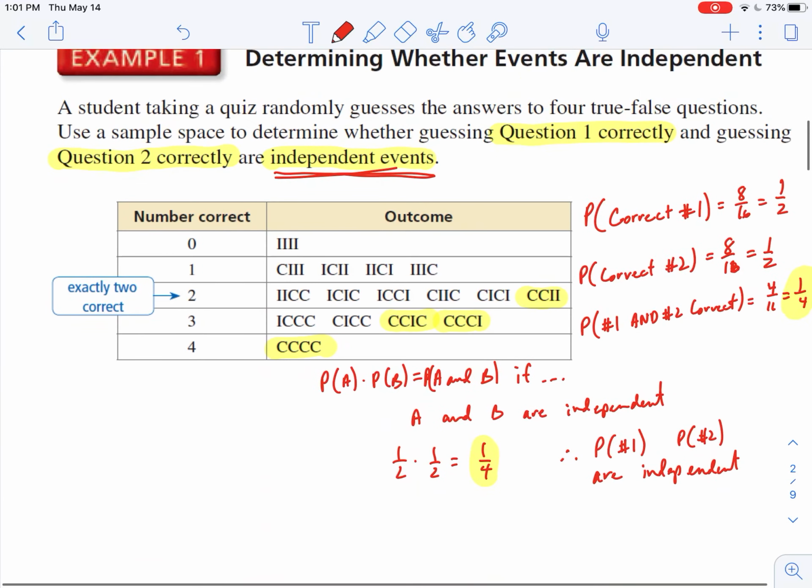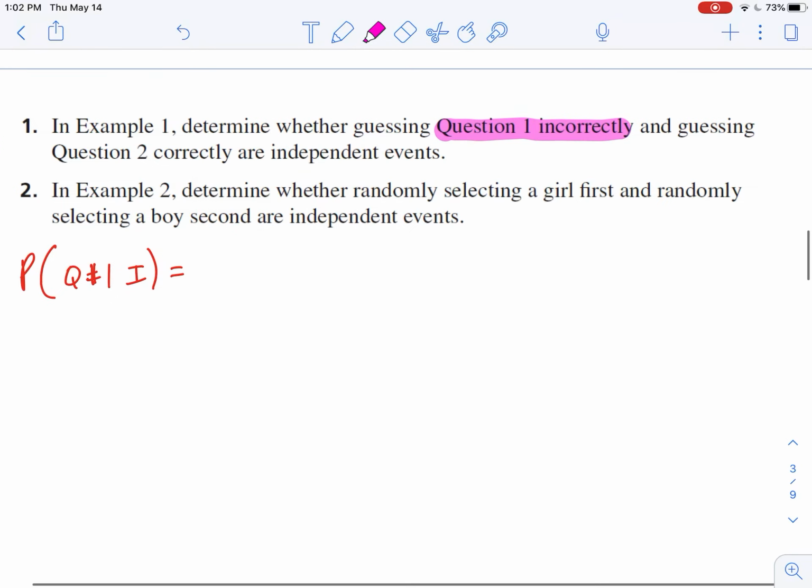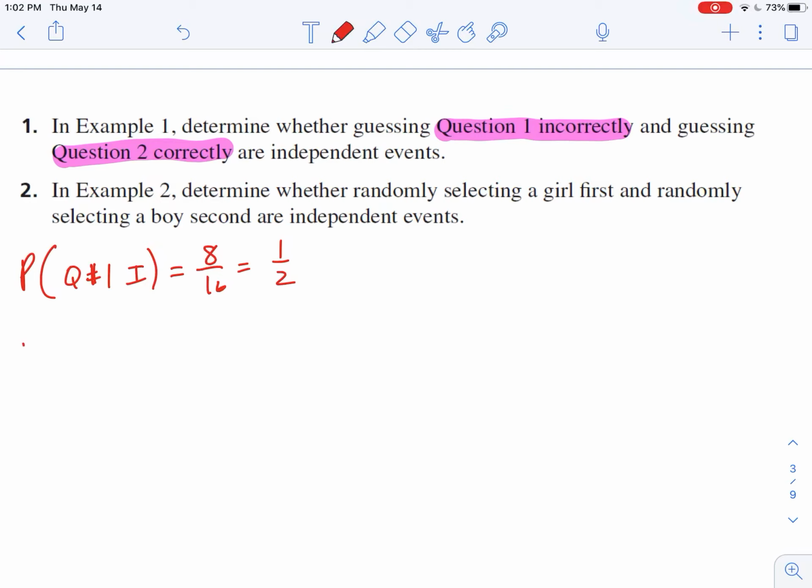So let's erase these. Which of these has question number 1 being incorrect? Well, that one, 2, 3, 4, 5, 6, 7, 8. Looks like 8 out of 16, which is, of course, 1/2. And then also we were interested in finding question 2 correctly. So what is the probability that we would get question number 2 correct?